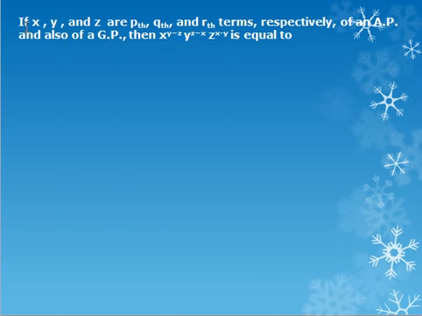If x, y, and z are the pth, qth, and rth terms respectively of an AP and also a GP, so this question is related to arithmetic progression and geometric progression, so you will have to refer to the previous sessions too, and the links are in the description below. Then the question: x to the power of y minus z into y to the power of z minus x into z to the power of x minus y is equal to what? I will give you exactly 1 minute starting from now. You have 1 minute to solve this question. You can pause the video if you want extra time.